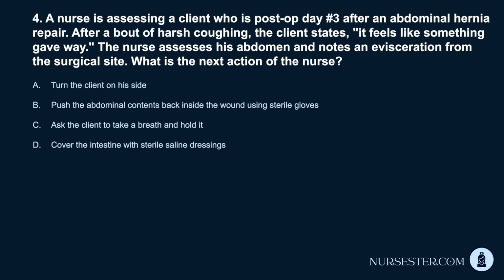4. A nurse is assessing a client who is post-op day number 3 after an abdominal hernia repair. After a bout of harsh coughing, the client states, "It feels like something gave way." The nurse assesses his abdomen and notes an evisceration from the surgical site. What is the next action of the nurse? A. Turn the client on his side. B. Push the abdominal contents back inside the wound using sterile gloves. C. Ask the client to take a breath and hold it. D. Cover the intestine with sterile saline dressings.